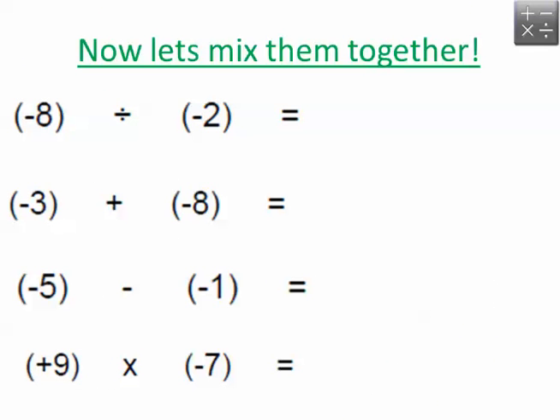Okay, can we do it when they're all mixed together? And this is what I was talking about earlier when I say you really have to be careful with your rules. So negative 8 divided by negative 2 is equal to, well, I see 2 negatives, which is a positive. 2 goes into 8 4 times, my answer is 4. How about negative 3 plus negative 8? This is a situation where I'm combining, and I have a negative 8 score and a negative 3 score, so I don't get positive, I get a bigger negative, and it's negative 11 is my score.